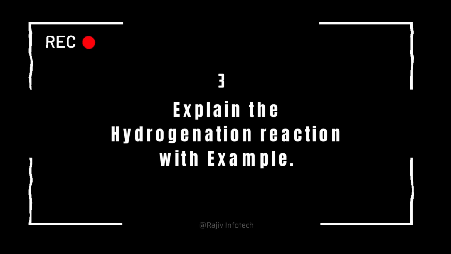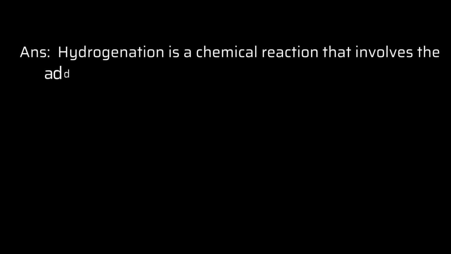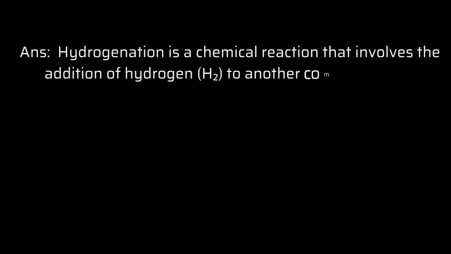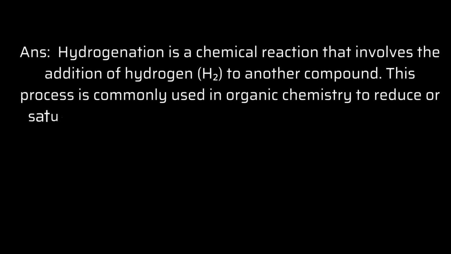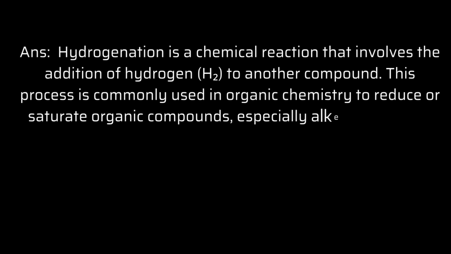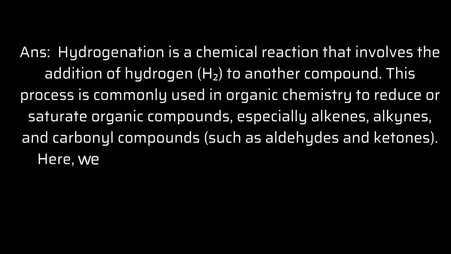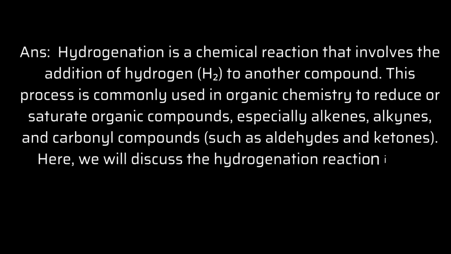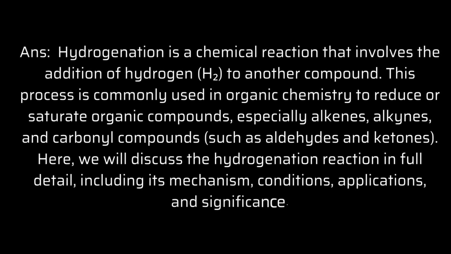Question number 3. Explain the hydrogenation reaction with examples. Answer. Hydrogenation is a chemical reaction that involves the addition of hydrogen to another compound. This process is commonly used in organic chemistry to reduce or saturate organic compounds, especially alkenes, alkynes, and carbonyl compounds such as aldehydes and ketones. Here, we will discuss the hydrogenation reaction in full detail, including its mechanism, conditions, applications, and significance.